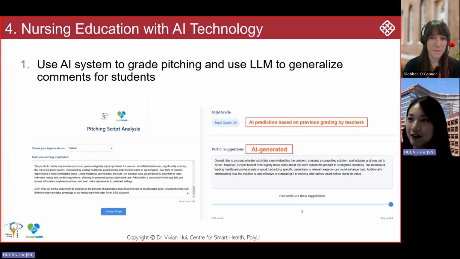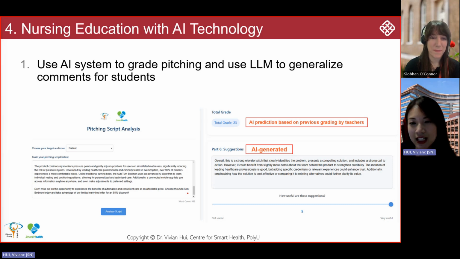And then the next one is about using AI technology to improve nursing education. One of our workshops for our students involves a pitching experience. We have about 200 to 300 students per cohort, and it is very impossible for one teacher to grade their pitchings one by one. So that's why we developed this pitching script analysis to allow students to put their script here, and then they can get the AI generated results to get feedback.